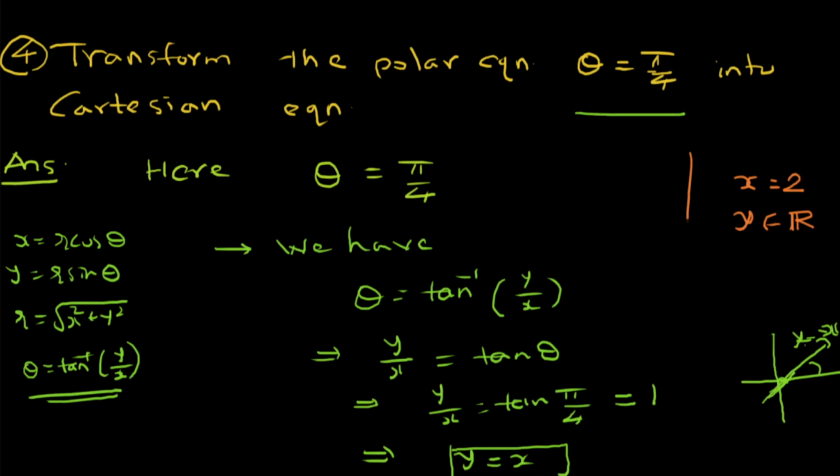So in the next lecture, I will be taking some more interesting topics related to polar coordinate systems. What we are going to learn in the next lecture is the polar equation of a straight line, the polar equation of a circle and the polar equation of a conic. So this is our main aim as far as this topic is concerned.